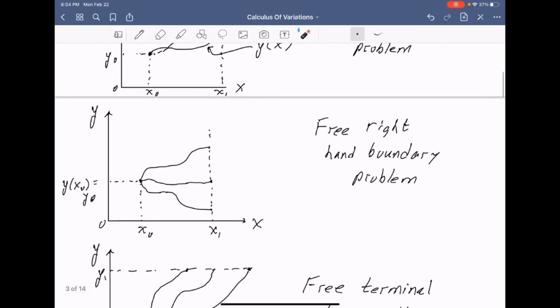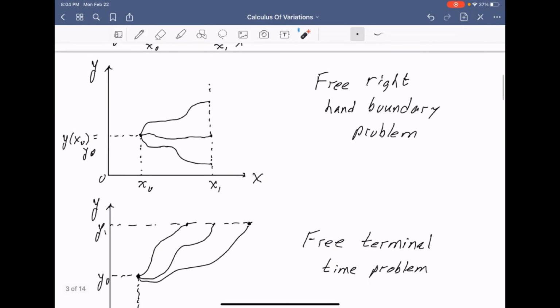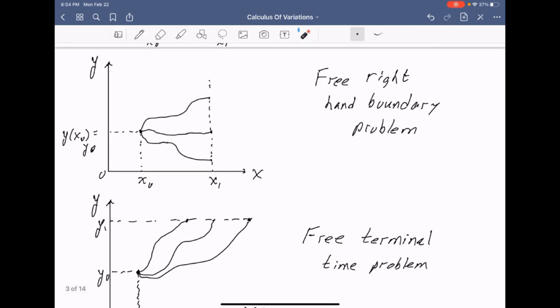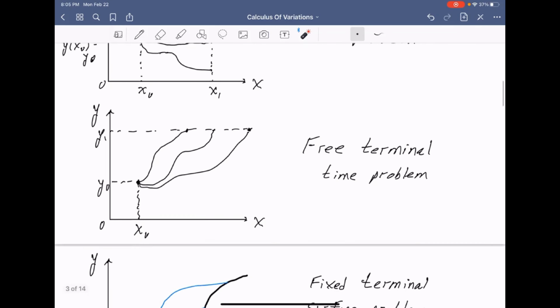Then we have different kinds of problems. We have a free right-hand boundary problem, where we're able to choose where we want to fall at x1, what the terminal condition is. So our value of y at that point is free. It's not determinate. And any of these paths may or may not be the optimal that either minimizes or maximizes that integral. Then we have the free terminal time problem.